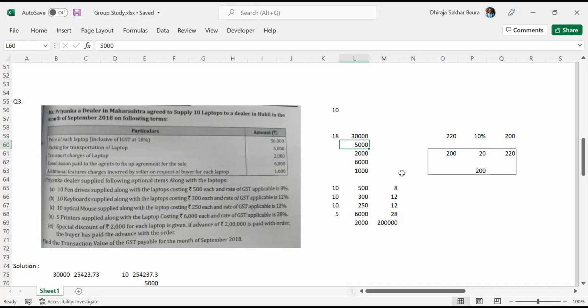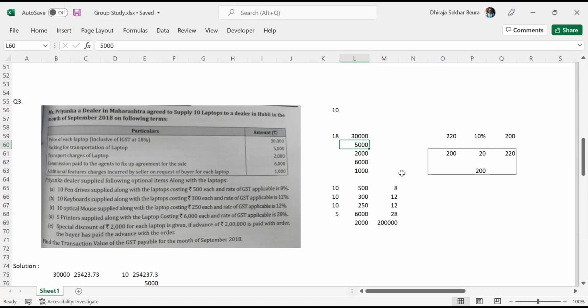Now, what happens in composite supply? Can somebody tell? What will be the rate of tax? The principal tax rate. Yes, the tax rate applicable on the principal item. So the whole transaction takes the characteristics of the principal item as it is the most important one. So the rate applicable on the principal item becomes the tax rate for a composite supply. For a mixed supply, however, it is the highest one. Here, the highest one is 28%. So accordingly, we will take 28%.